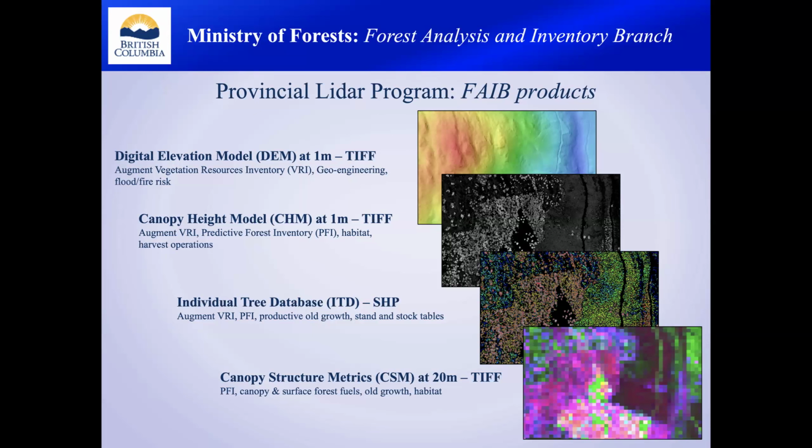And then the lion's share of our EFIs, and what everyone is very familiar with, is the canopy structure metrics. These are our standard vertical and horizontal descriptions of the canopy being produced at the standard 20 meter resolution. That's input into our models as well. It also has information on surface fuels and old growth and habitat as well.